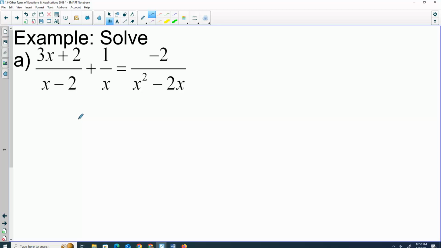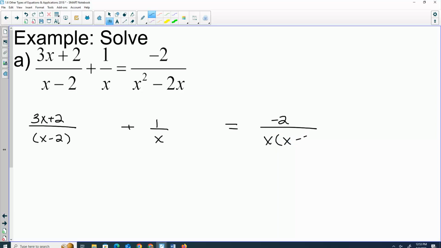So, before you multiply by anything, what you need to do is make sure all of the denominators are completely factored. So x minus 2, I cannot do a thing to that. X, I can't do anything to that. But what can we do with x squared minus 2x? Take out the x. So always make sure your denominators are factored.